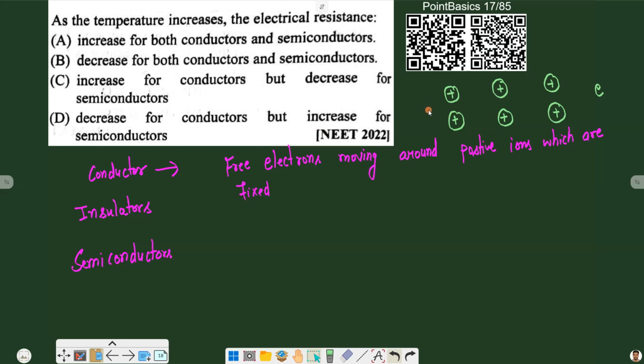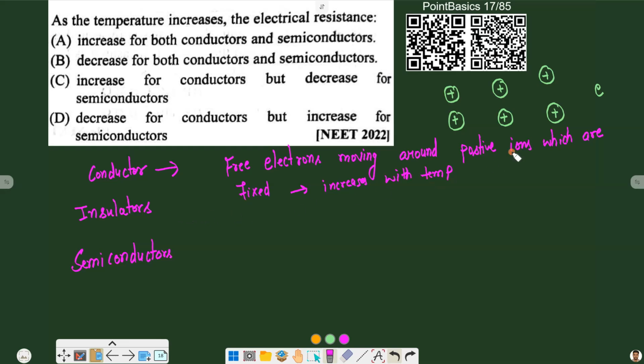Now, as we increase the temperature, what will happen? As we increase the temperature, this positive ion will start vibrating, and similarly this lower positive ion will also start vibrating. When they start vibrating, it becomes difficult for the electron to cross them. And as it becomes more and more difficult with more and more temperature, the resistance of a conductor increases with temperature.